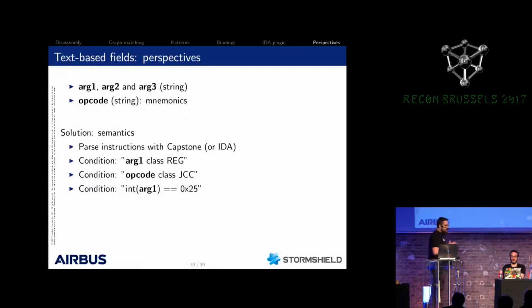So the solution is semantics. The idea behind that is to say, I want to check if my argument 1 is a register, or I want to check if the opcode is a conditional jump, and so on. The same thing for arg1 if we want to catch an integer with the value 25, but maybe in GRAP v2.